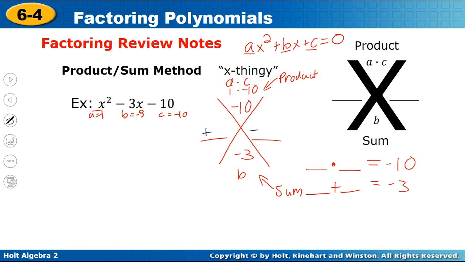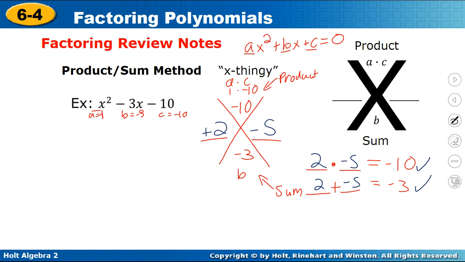So what if we try to reverse it? A positive 2 and a negative 5. Does that work? And the answer is yes. 2 times negative 5 is negative 10, and 2 minus 5 is negative 3. So those fit. They make both equations true here.